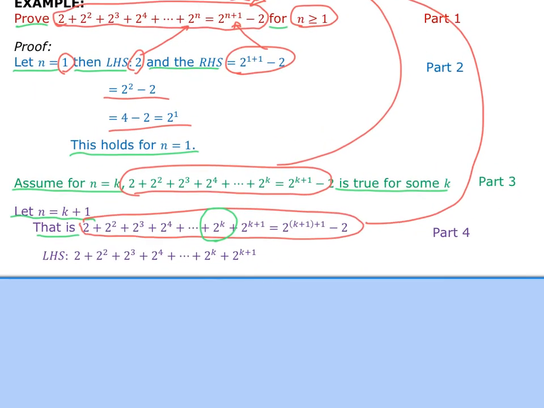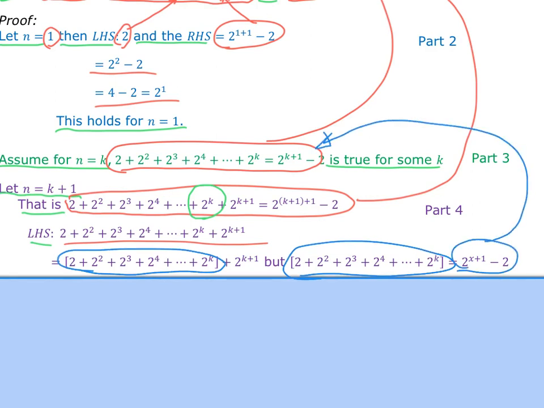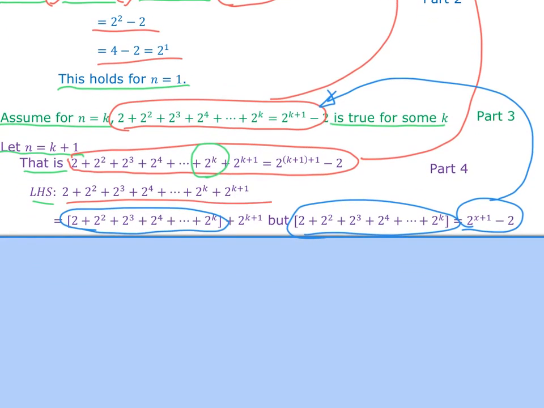In this case, again, I am working on the left-hand side. I write the left-hand side, just the left-hand side. And what you're going to see on the left-hand side is that because I'm using that previous term, the 2 to the k, I get to replace all of the terms from 2 to 2 to the k with what I assume to be true. So all of this part, because I assumed it to be true, I can replace with what I assume to be true, and that comes from part number 3. Okay, so let's keep moving.